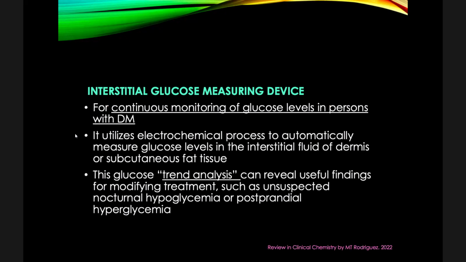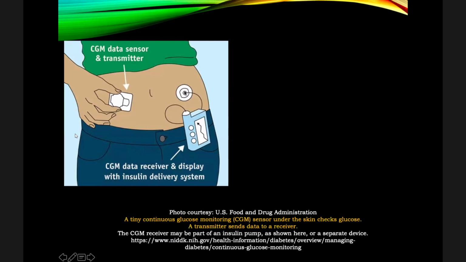Huwag kalilimutan yan. That's important. What else? And that is the interstitial glucose monitoring device. And this is the CGM data sensor and transmitter. CGM data receiver and display with insulin delivery system.